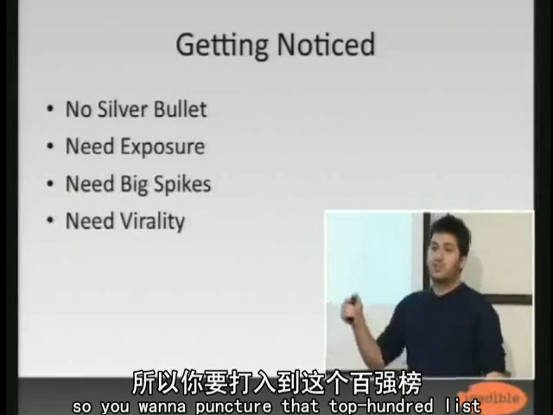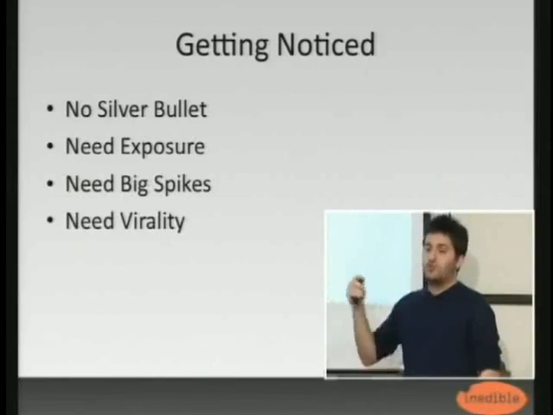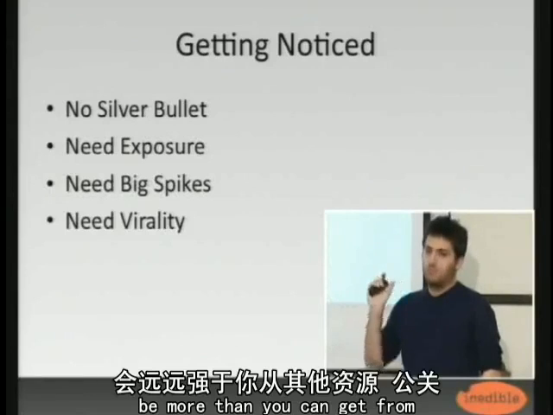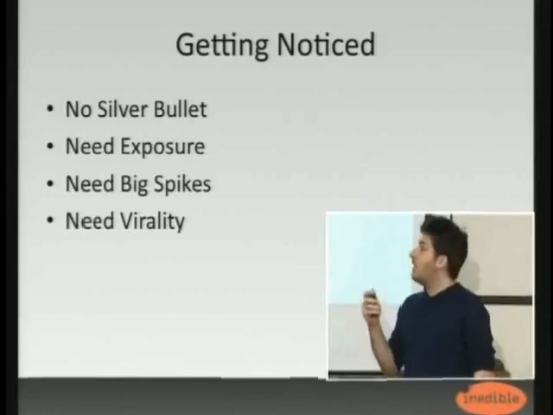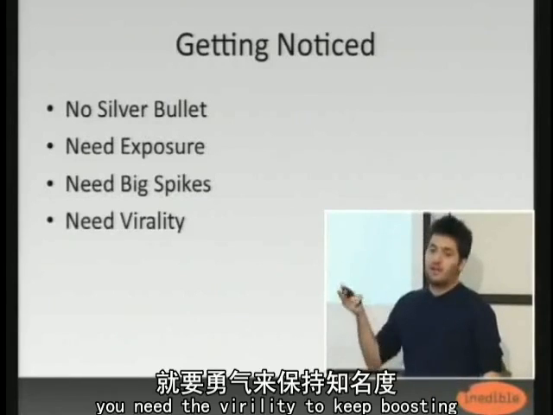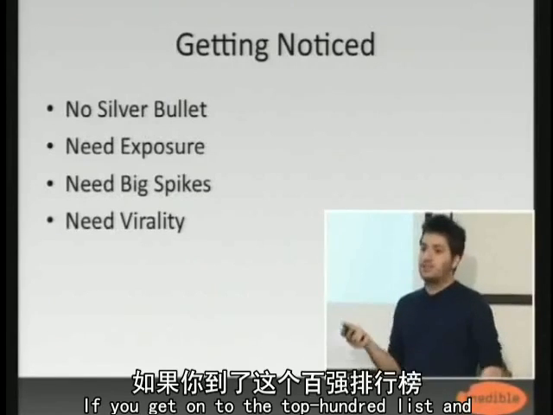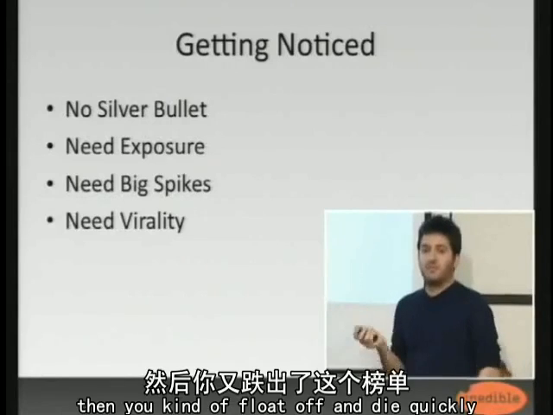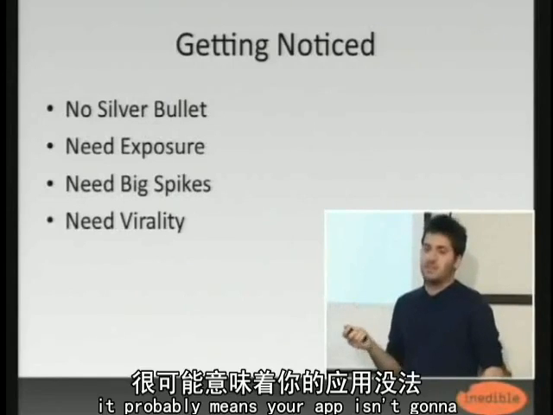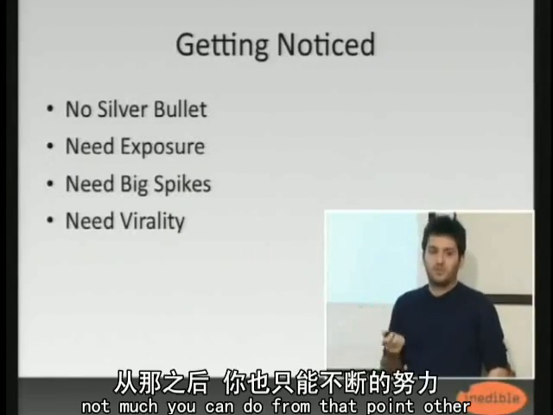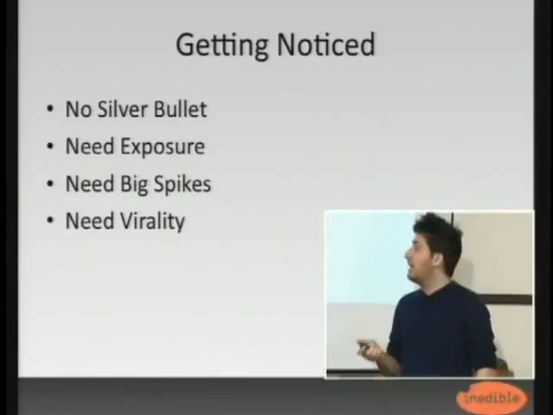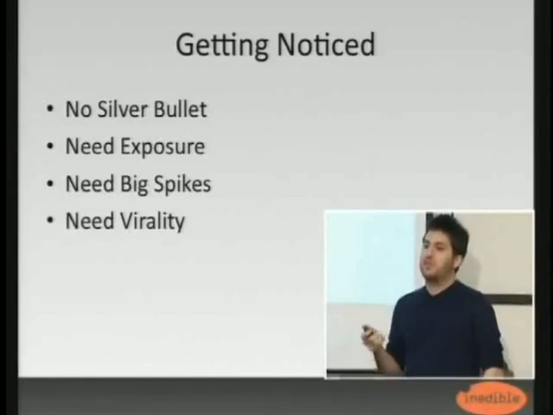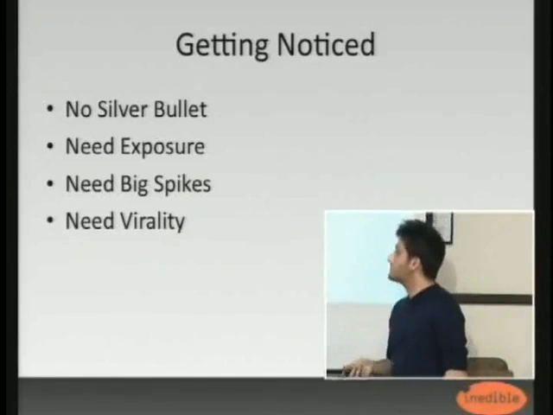So you want to puncture that top 100 list so that you can get that initial visibility, and that top 100 list visibility is going to be more than you can get from any other source, more from PR, more than word of mouth. And once you get there, you need the virality to keep boosting. If you get onto the top 100 list and then you float off and die quickly, it probably means your app isn't going to get traction, and unfortunately there's not much you can do from that point other than trying harder and iterating and changing the product. Ideally, once you get that visibility, your app's going to take off on its own.